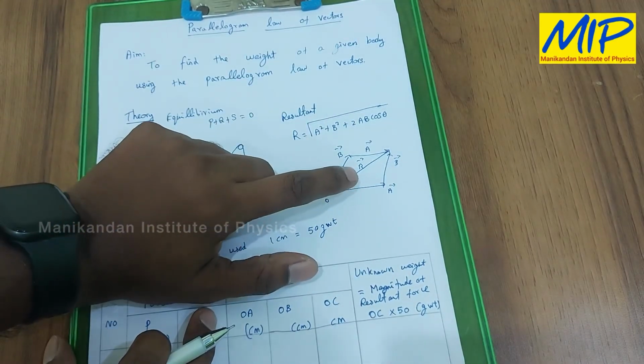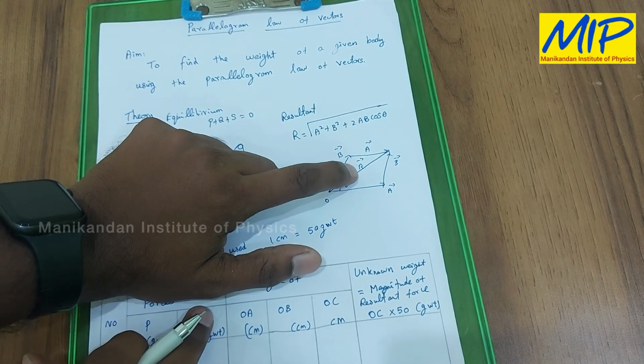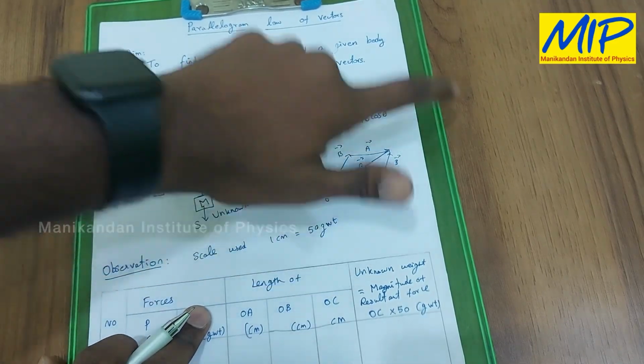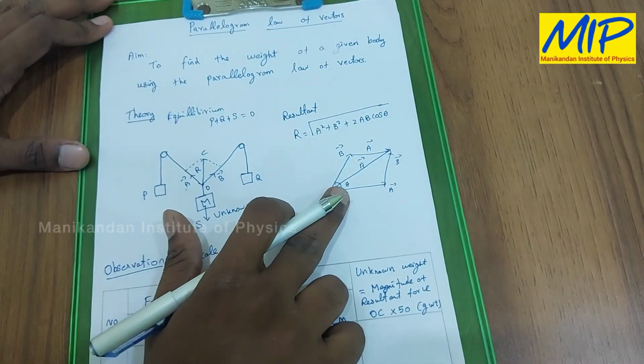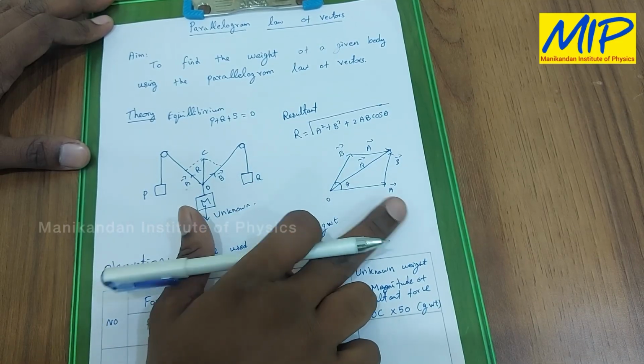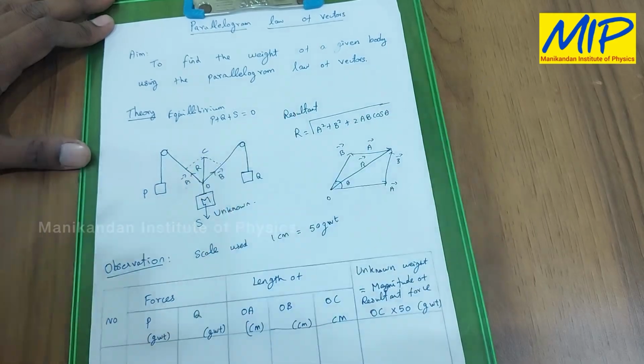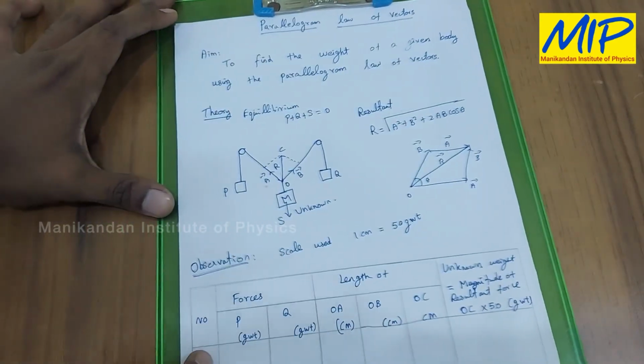So how can I find the magnitude of R vector? The magnitude of R equals the square root of A square plus B square plus 2AB cos theta. Theta is nothing but the angle between A and B. I am going to use this theory to find the unknown weight of the given mass.